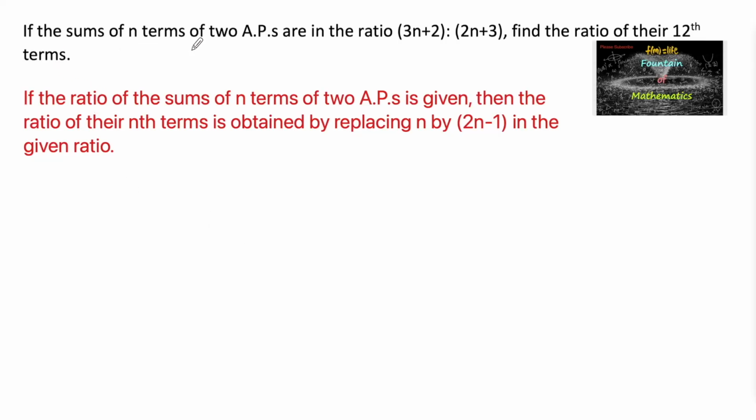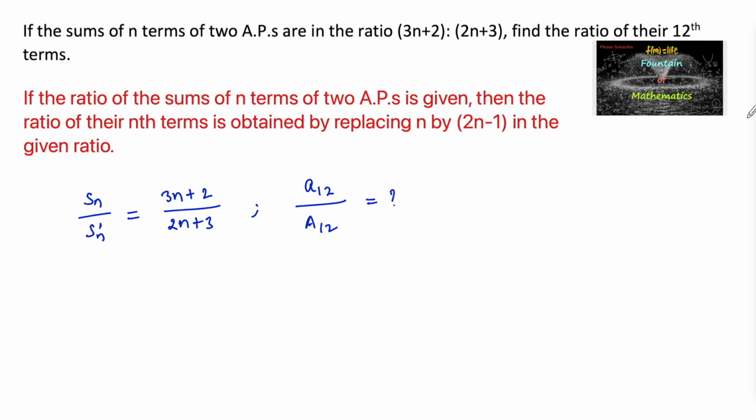If the sums of n terms of two APs are in the ratio 3n plus 2 is to 2n plus 3, then find the ratio of their 12th terms. Given that the sums of n terms of two arithmetic progressions are in the ratio 3n plus 2 is to 2n plus 3. Let us consider Sn upon Sn dash is equal to 3n plus 2 upon 2n plus 3, and we need to find the ratio of the 12th terms. Let us consider A12 divided by capital A12 as the terms. So we need to find this.